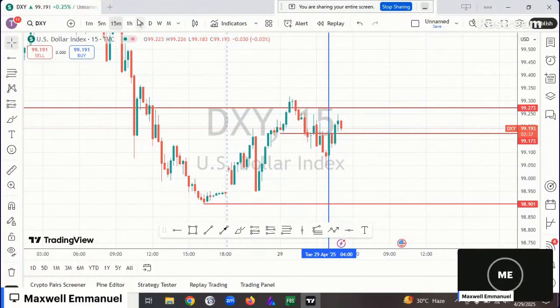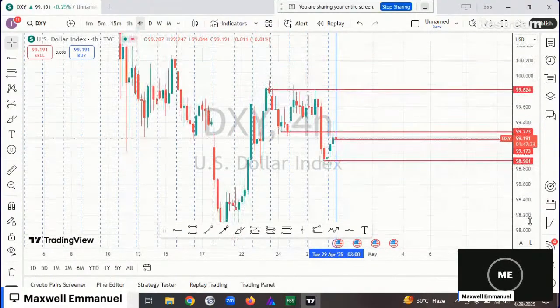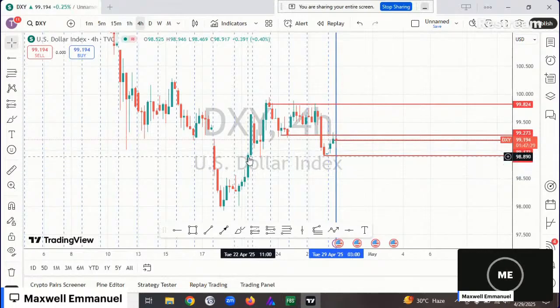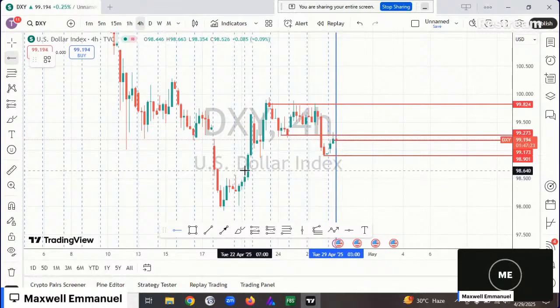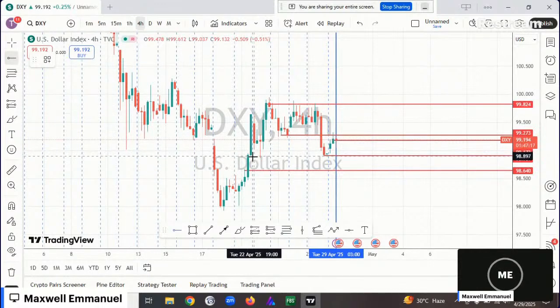Okay, let's go down to 4-hour. Let's see where DXY is heading to. You can see on Monday, or was it on Sunday, I shared with you guys that I expected DXY to come and fill this gap. There's a fair value gap there that I wanted to fill. This is where I would be considering going bullish on DXY.